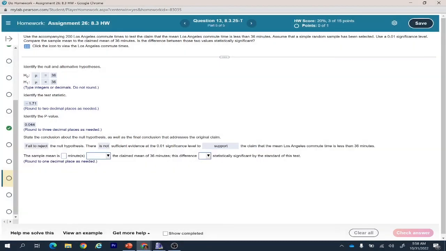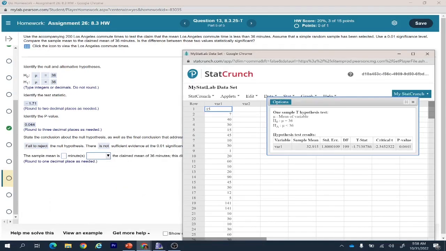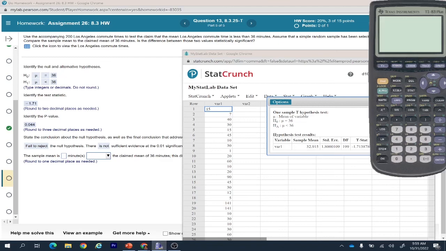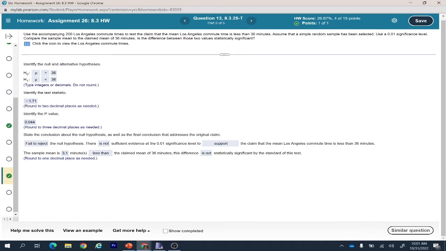Okay, now, the sample mean is this many minutes greater or less. As you go here, you can find the sample mean, which is 32.915, and the population mean is 36. So you can subtract these two values. I can just use a calculator here. So it's 36 minus 32.915. So it's 3.1, rounded to one decimal place. So it's 3.1 minutes. So this sample mean is 3.1 minutes less than the claimed mean.